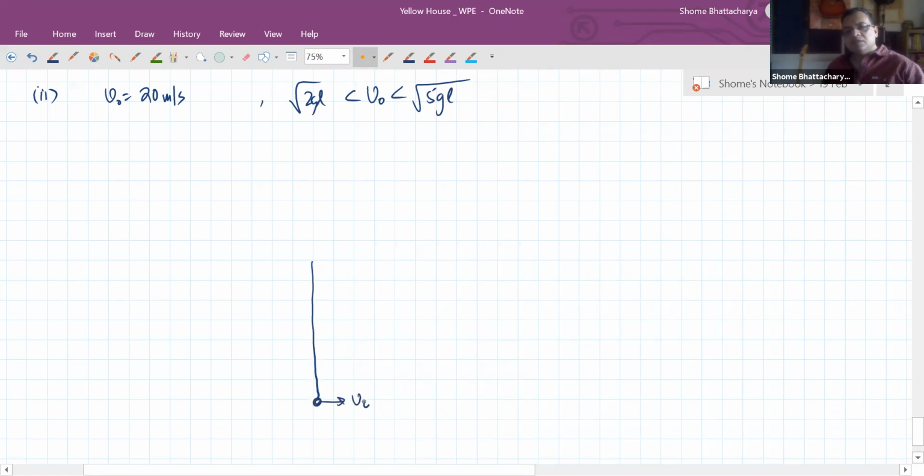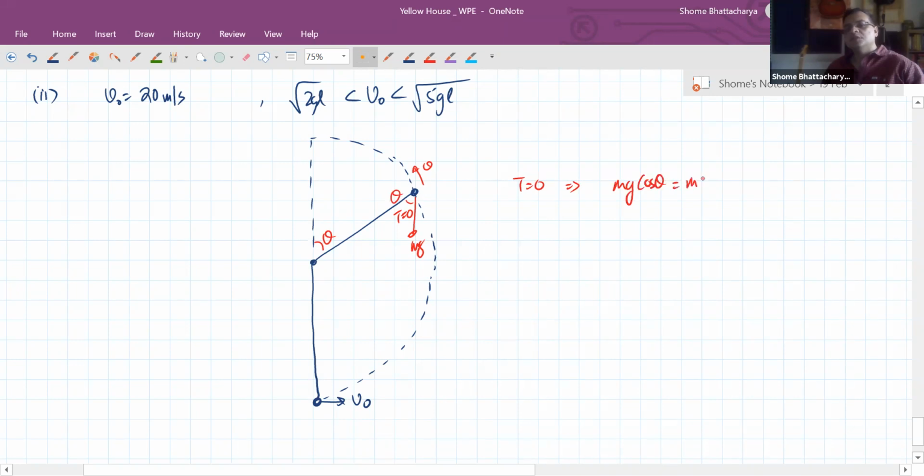So what will happen to the particle is that it will come to some angular displacement of more than 90 degrees, somewhere here, let's say. So when it comes to this position, the tension in the string will become zero, because the speed is sufficiently small that if this angle is theta, mg cos theta is becoming mv square by L. And then apply work energy between this point and this point.